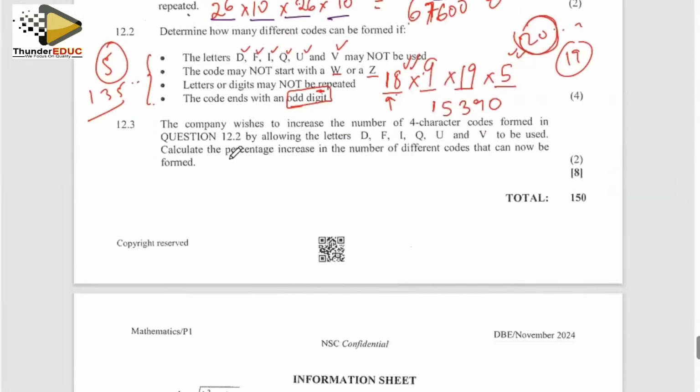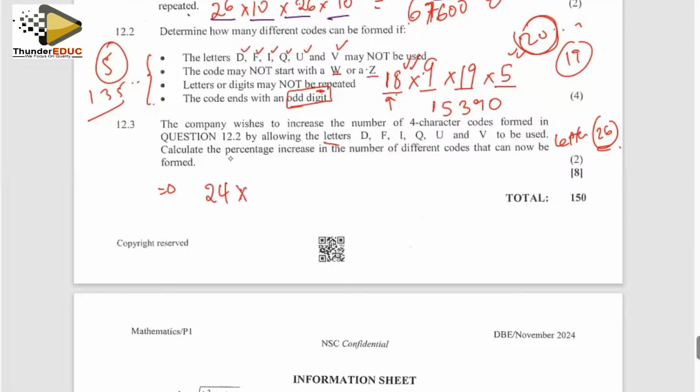Then 12.3, if we modify the conditions and increase the 4 character codes formed in question by allowing these letters to be used. Okay, so which means our letters are back to 26. Calculate the percentage increase. So the letters are back to 26, but then the condition of the digits not repeating still sticks or stays the same. So out of 26, remember, we're not starting with these two. So which means we have 24 options to start with, okay?